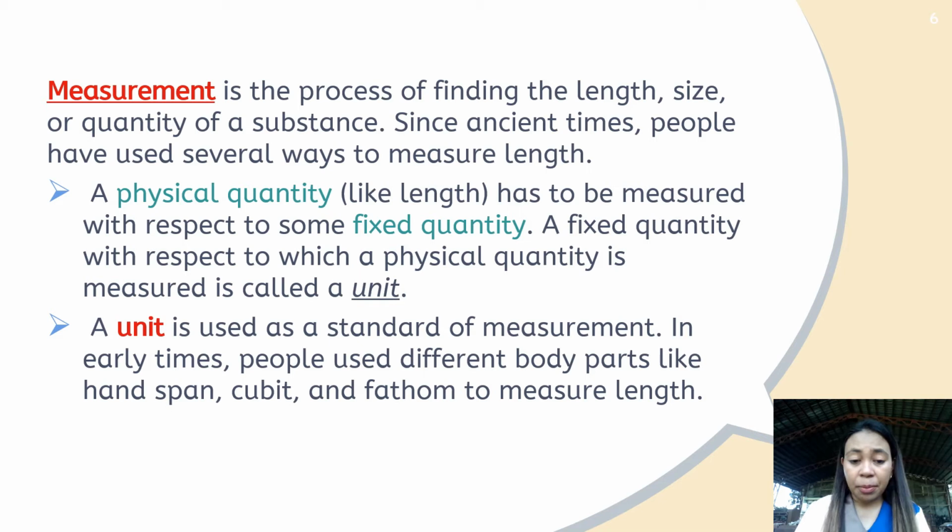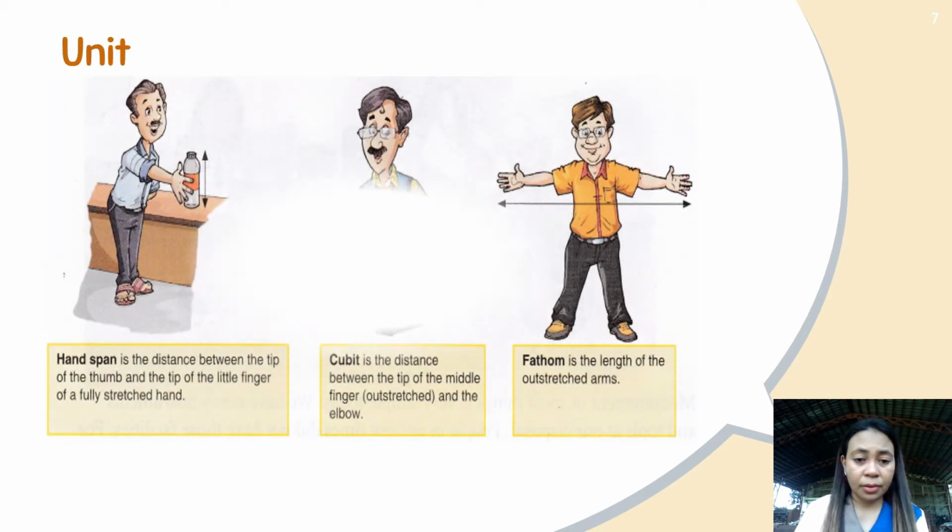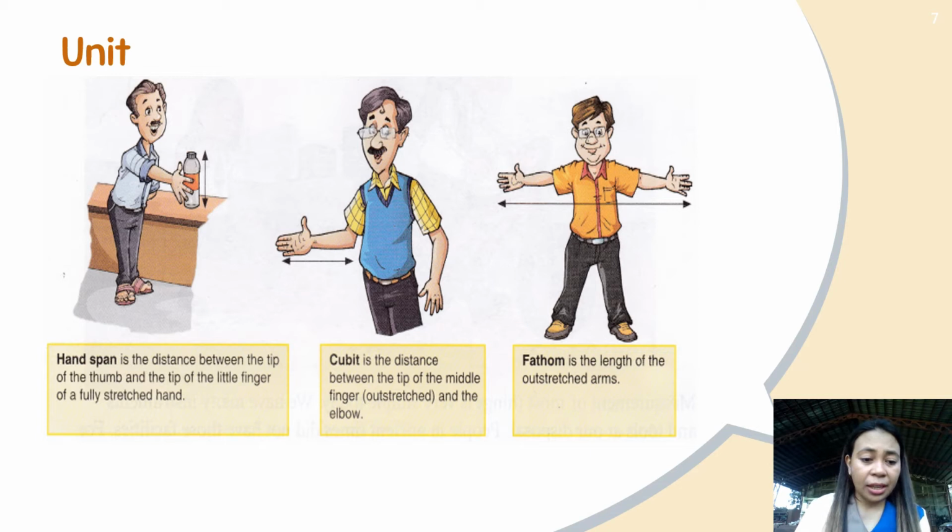In early times, people used different body parts like handspan, cubit, and fathom to measure length. For example, the handspan is the distance between the tip of the thumb and the tip of the little finger of a fully stretched hand. That is one handspan. A cubit is the distance between the tip of the middle finger to your elbow. So this is 1 cubit. A fathom is the length of one's outstretched arms.